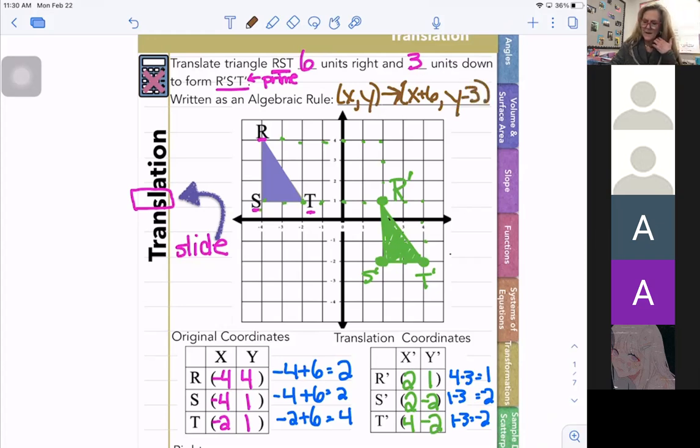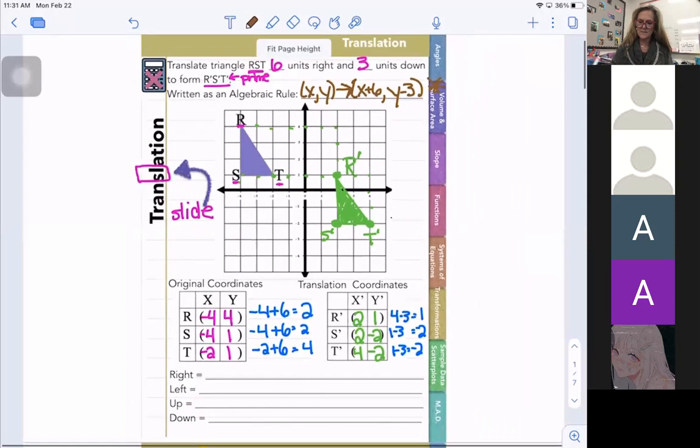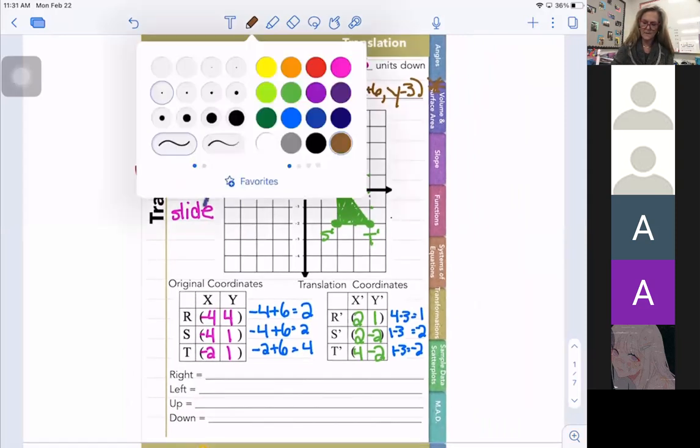So now I have my algebraic rule. In this translation, I went from (x, y), and my rule for anything on this one was add 6 to x and subtract 3 from y. Okay, so we're going to be dealing a lot with algebraic rules. But now we're going to come up with some things that are going to help you.